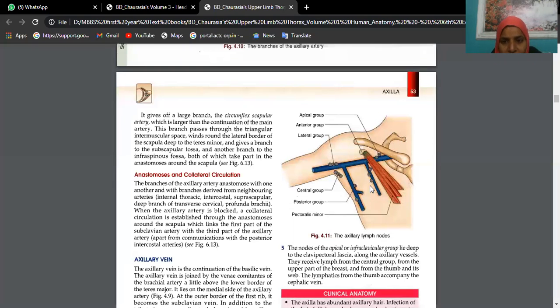Now you are finding one group. These are the tributaries of the axillary vein. So you are finding one group of lymph nodes very close to this vein. You call this the anterior group. What are the various branches of the axillary artery? The axillary artery has three parts: first part, second part, and third part. So these are actually the same names we have.